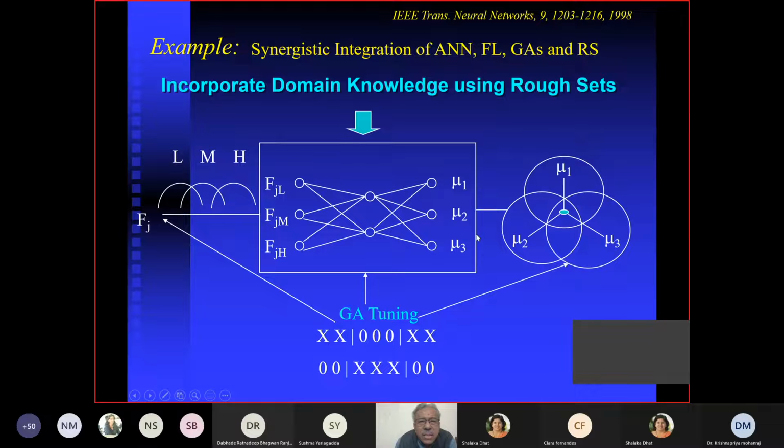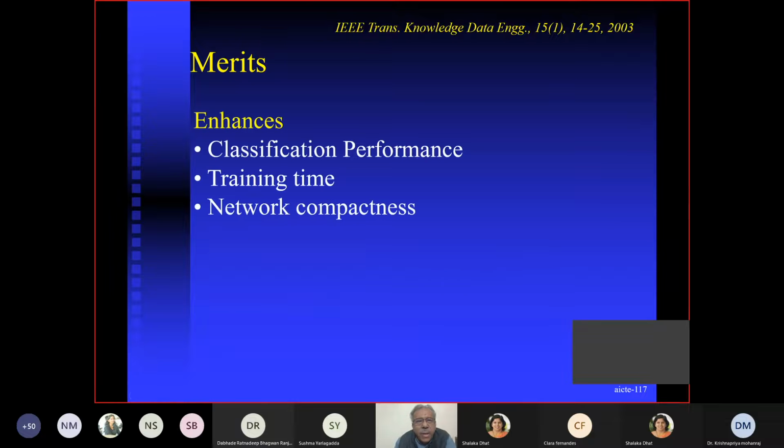Now let's see its result. What will be its merit? The merit is that it enhances the classification performance. Number one. Number two, training time improves. Number three, network compactness. What is network compactness? That means you have the least number of only relevant network parameters. That means you do not have redundant nodes and links.